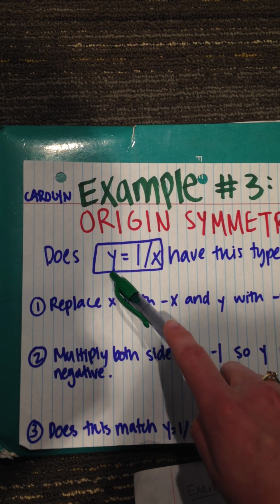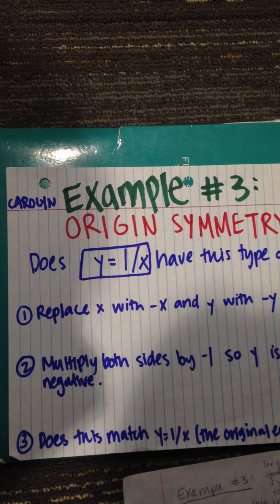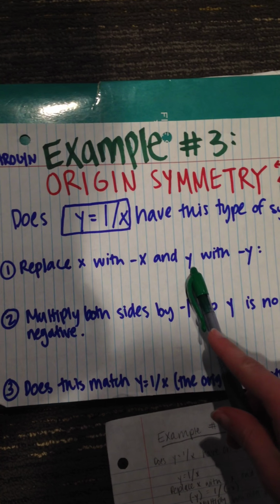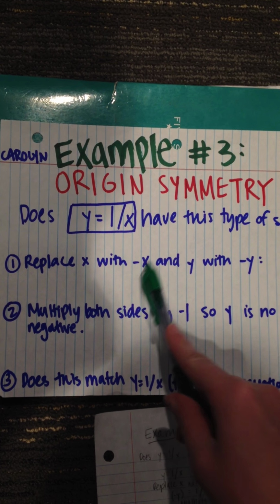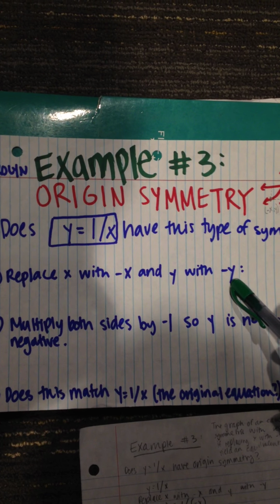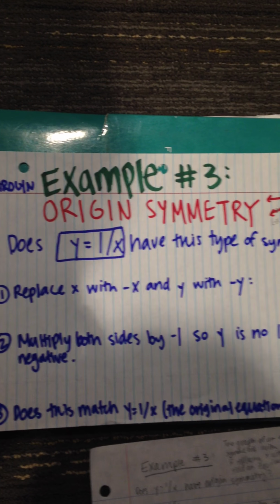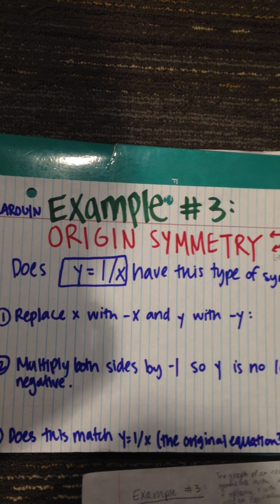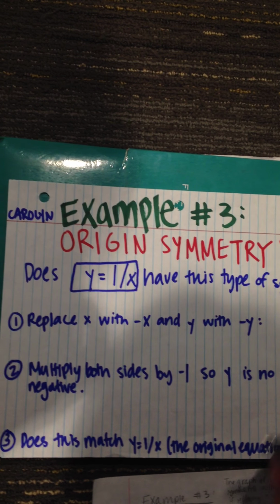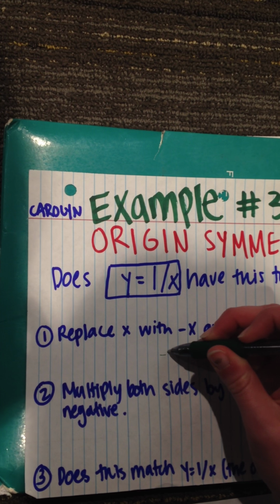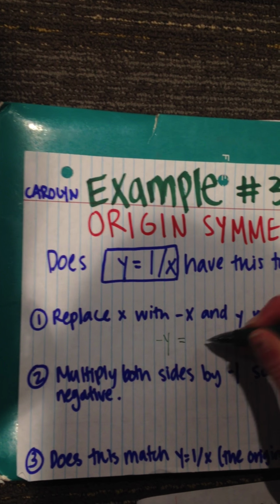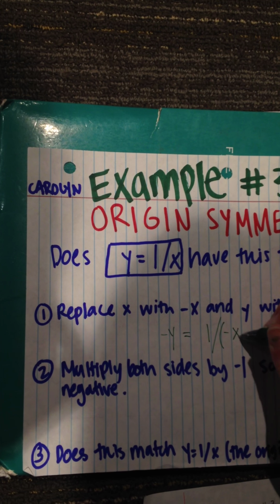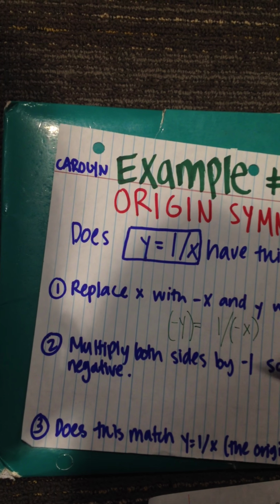So here's our equation, y equals 1 over x. So our first step is going to be replacing x with a negative x and y with a negative y, because the graph of an equation is symmetric with respect to the origin if replacing x with negative x and y with negative y yields an equivalent equation. So we're going to do negative y equals 1 over negative x. I'll put parentheses over there to make sure.